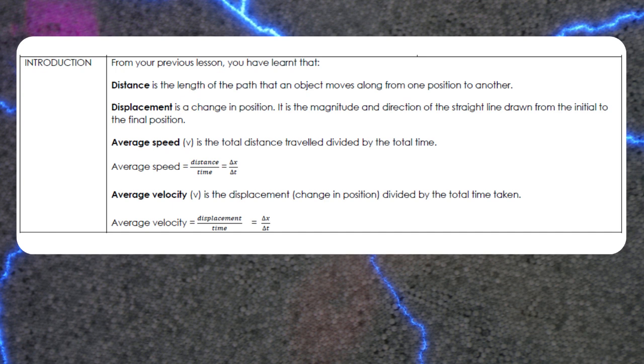Introduction. From your previous lesson, you have learned that distance is the length of the path that an object moves along from one position to another. Displacement is a change in position. It is the magnitude and direction of the straight line drawn from the initial to the final position. Average speed, v, is the total distance traveled divided by the total time. Average velocity, v, is the displacement, change in position, divided by the total time taken.